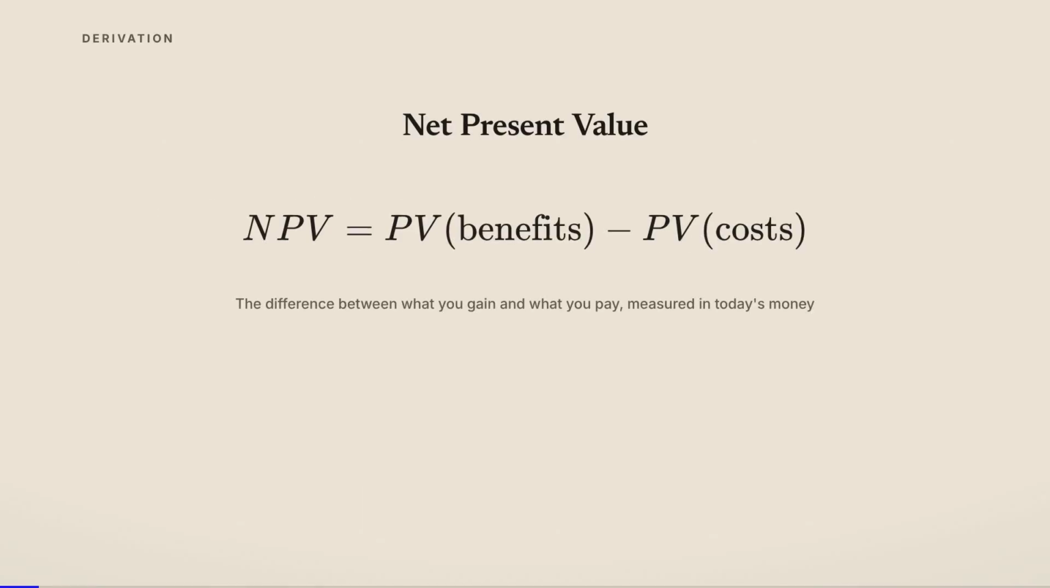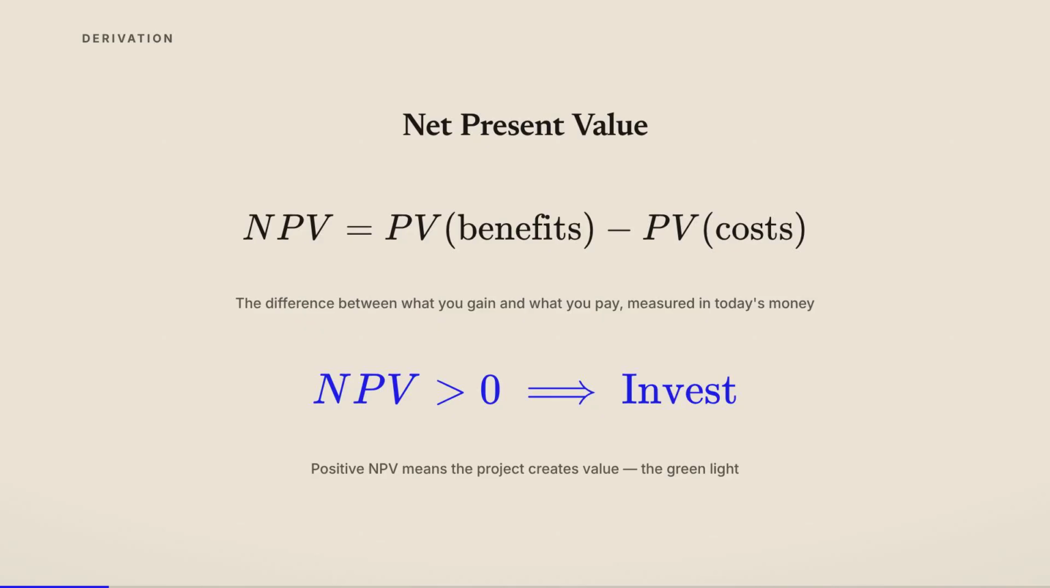Net present value, or NPV, is the difference between the present value of all benefits and the present value of all costs of an investment. Benefits are the positive cash inflows. Costs are the negative cash outflows. The source's formula is simple. NPV equals present value of benefits minus present value of costs. The key interpretation is practical. If NPV is positive, inflows exceed outflows in present value terms, which is an indication that a firm should invest in the project. NPV is the decision rule built from time value of money.